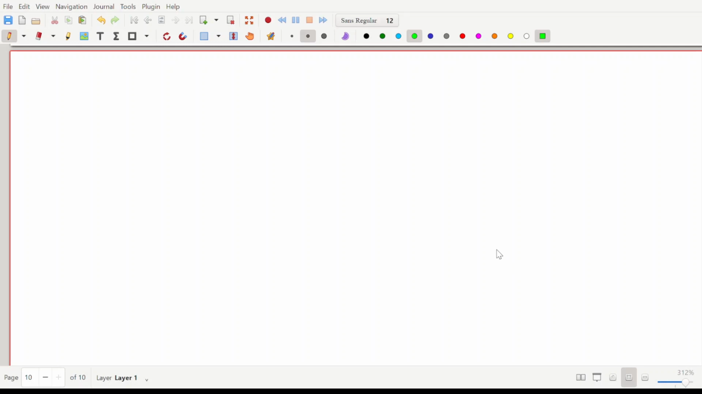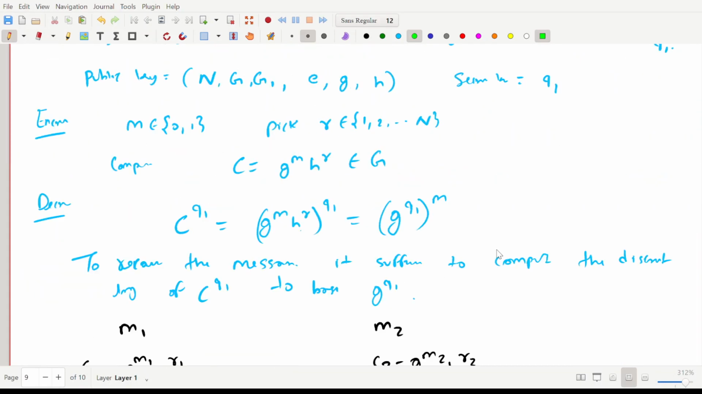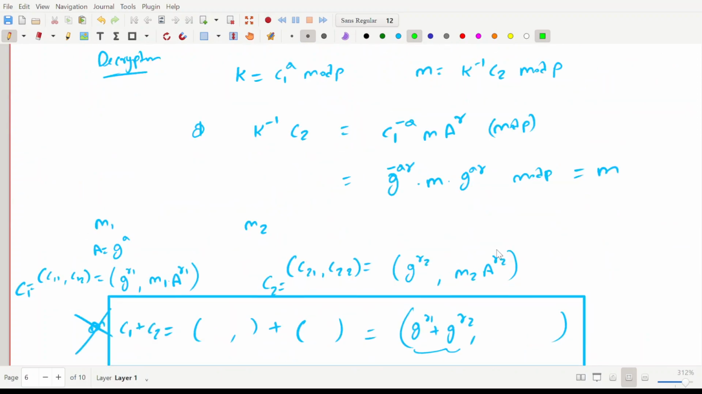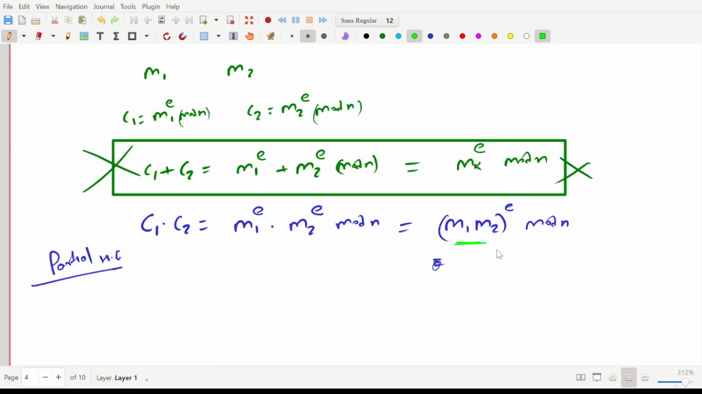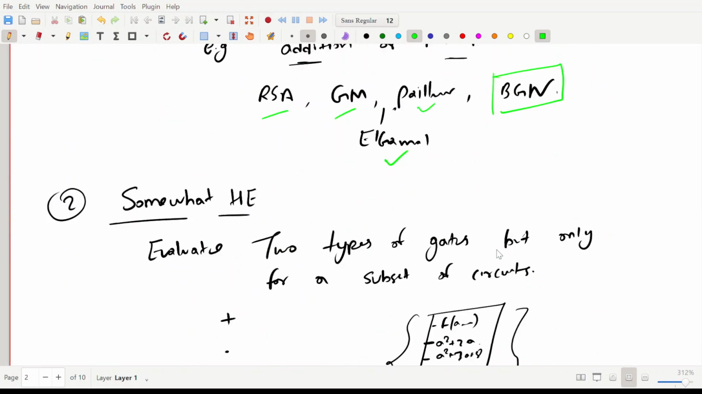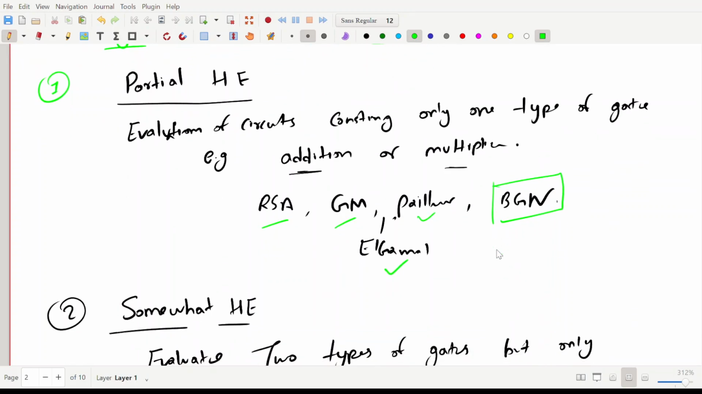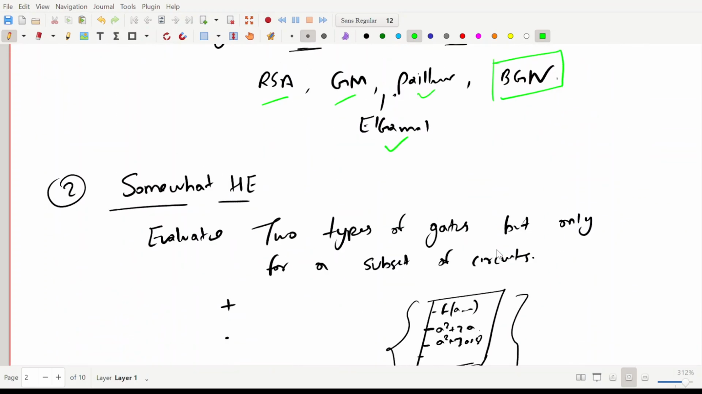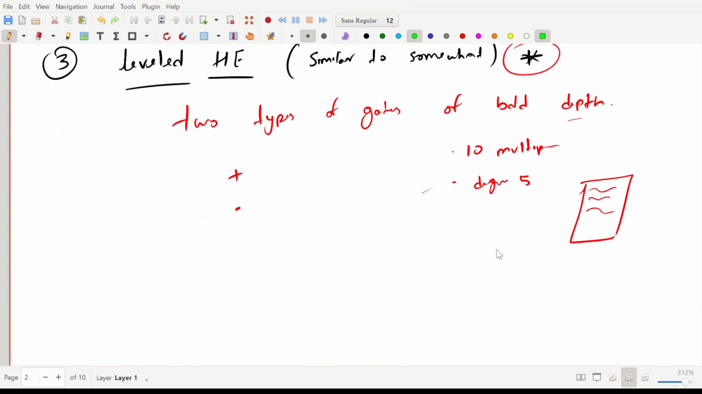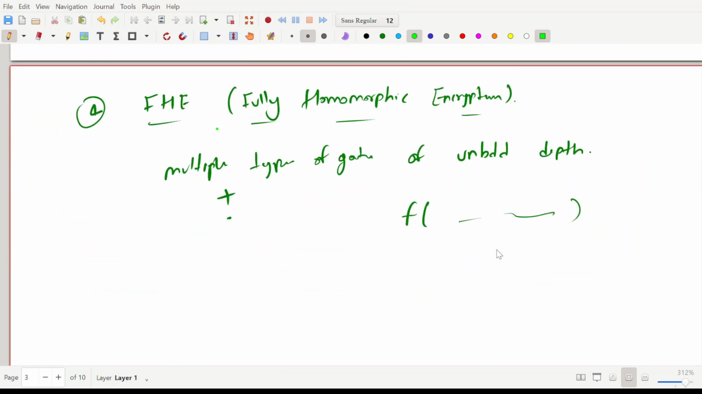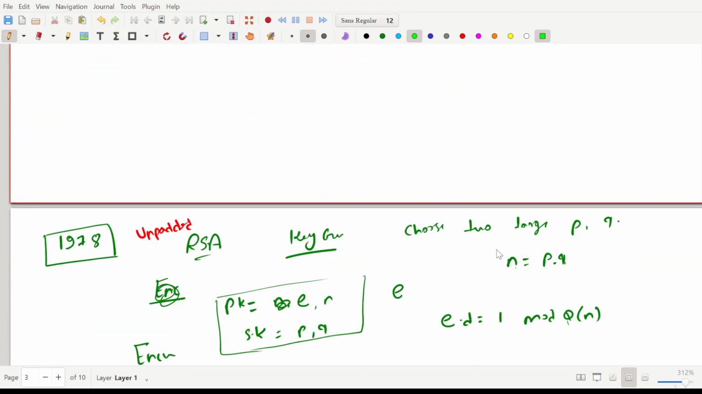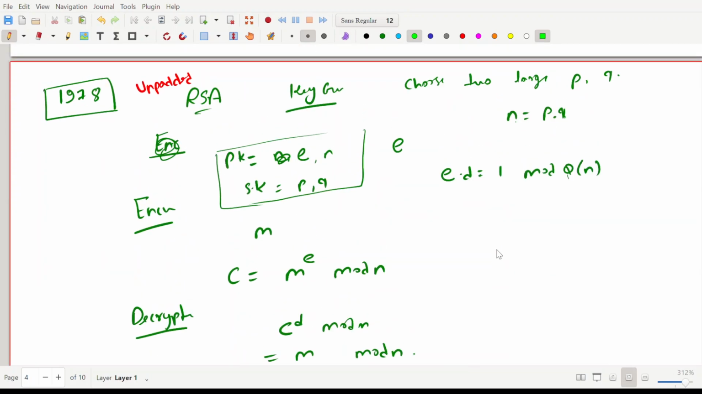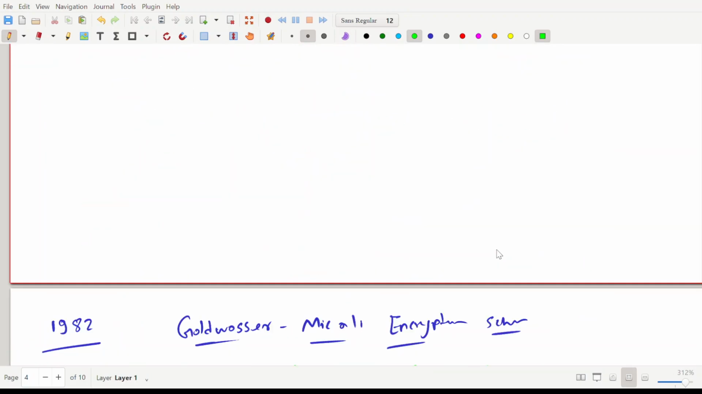Just quickly recall, in the last two previous classes I defined what homomorphic encryption is and then the types of homomorphic encryption. We saw there are four different types: partial homomorphic, somewhat homomorphic, leveled homomorphic, and then fully homomorphic encryption. Okay, so I have covered some partial homomorphic encryption.